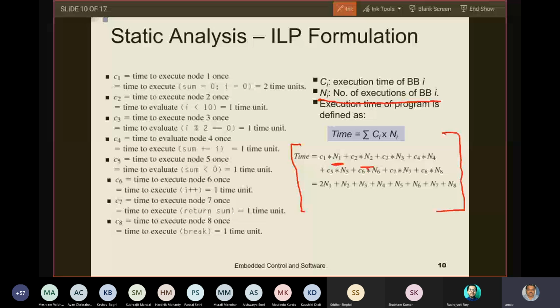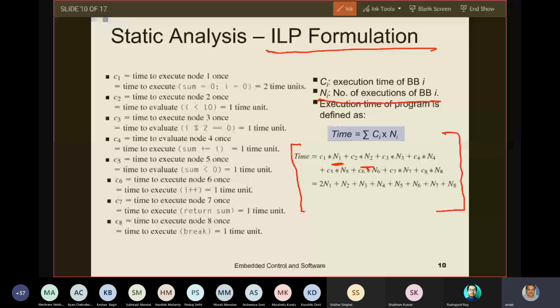Okay. So understand now the ILP formulation. For the ILP formulation, N1, N2, N3, N4 become my decision variables because I have to find out the upper bounds on those counts. And C1, C2, C3 are known because I have already found out how much time these basic blocks need to take. They are constants because once control enters the first instruction of the basic block, it will execute all the instructions in the basic block. There is no branch of control in between.